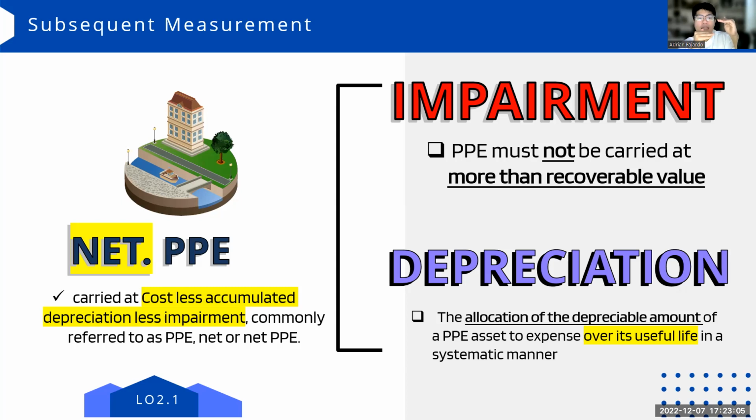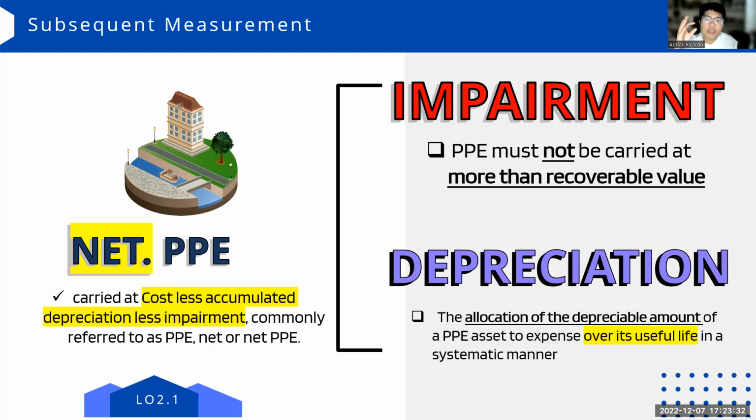Meaning, if I have a cost of, let's say, 10 million, and then I can only recover the amount of 7 million, I need to recognize an impairment loss of 3 million. Kasi, ang pwede ko na lang ma-recover dun is 7 million eh. So, 10 million minus 7 million is 3 million. So, that would probably be an accumulated impairment, right? So, impairment loss, accumulated impairment.